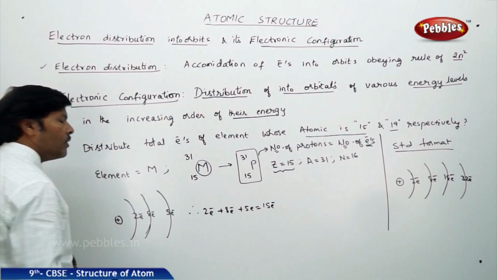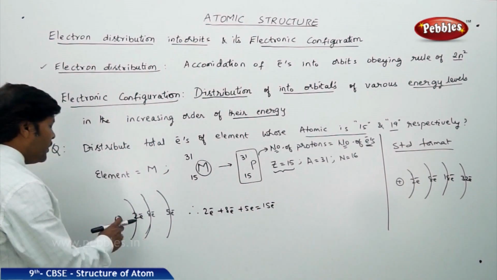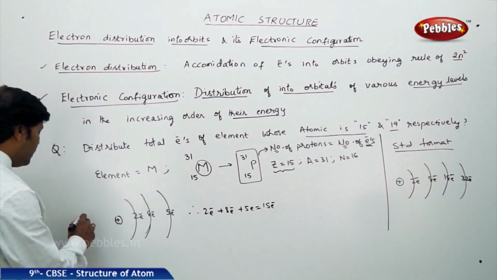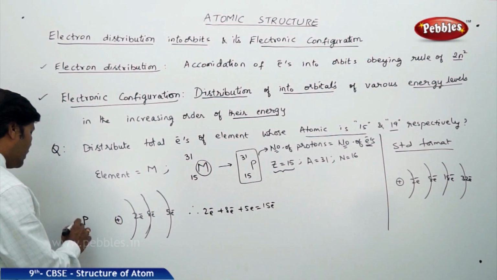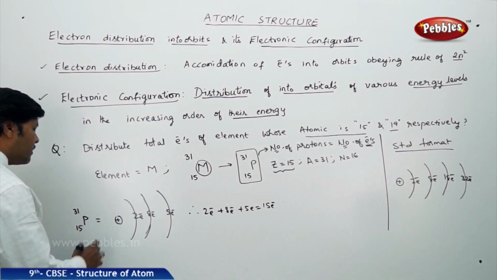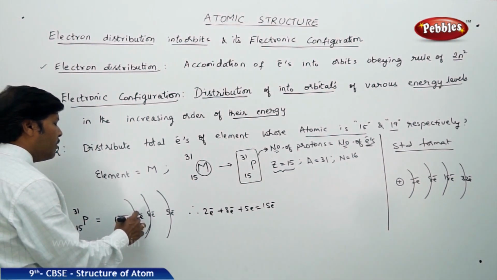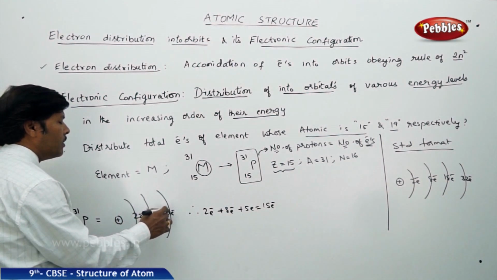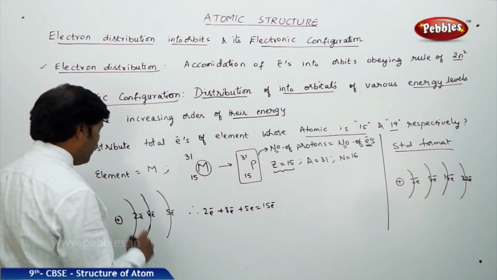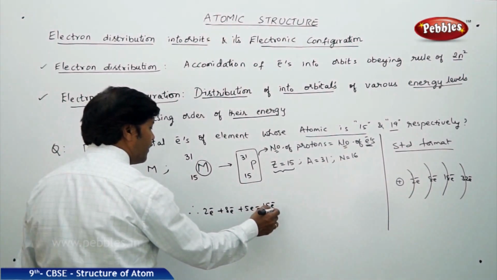That means what information you are able to gather. Here is the electron distribution for phosphorus, atomic number 15, mass number 31, for the phosphorus atom as an element. It contains a nucleus. First orbit is 2 electrons, second orbit is 8 electrons, and third orbit is 5 electrons. So if you add all the electrons, you get 15 electrons.